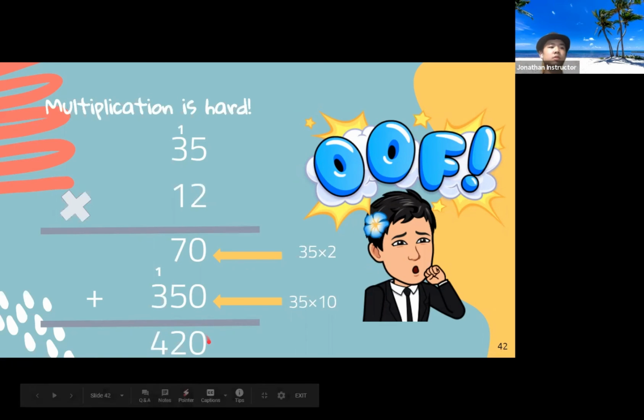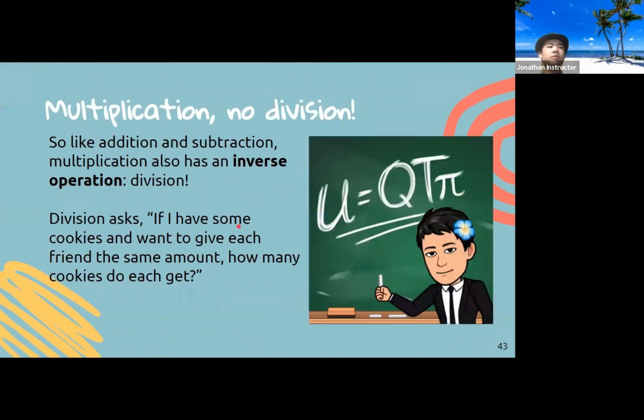Equal to 0 plus 0, 0. 7 plus 5, 12, and then you put the 1 over here, and then 1 plus 3 is equal to 4. It's 420. How about that?